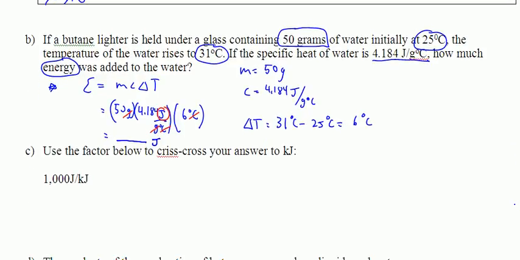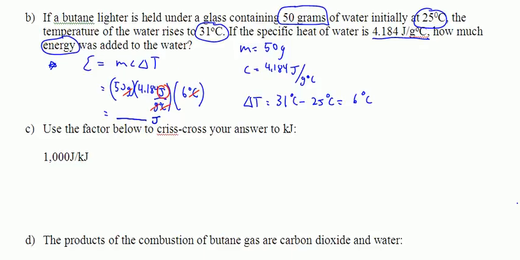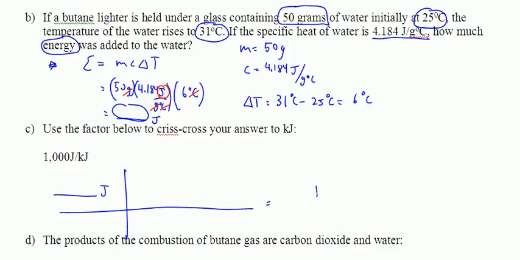Use the factor below to crisscross your answer to kilojoules. So we have our answer above right here, whatever that is, and we want to convert it to kilojoules. So what you got on the bottom, what you want on the top, you got 1,000 joules for every 1 kilojoule. Joules cancel, and you're going to take your number and divide it by 1,000 in order to get kilojoules.